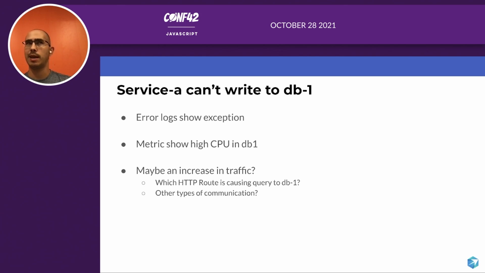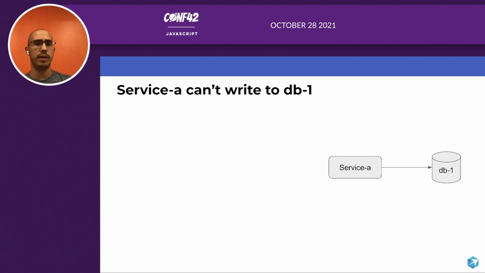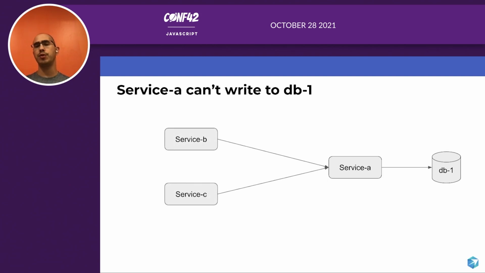So this is the thought process you go through when you have issues in a microservices, distributed environment. Let me try to illustrate that a bit. We have service A and we have DB1. We know that. But we don't know that maybe we have two services producing messages to service A. And then the question is, is it only the communication between service B and service A that is causing this issue? Or maybe it's service C, or maybe it's both.